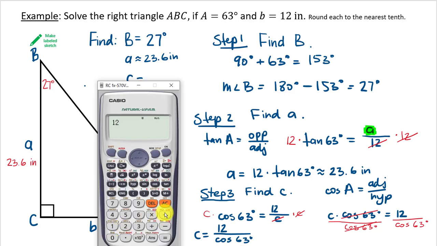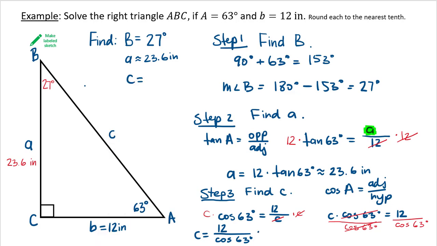So 12, divide, then cosine, and then 63. Again, I confirm that I'm entering degrees. That looks good. Equals, and again, we're going to round to the nearest tenth, so it's 1 digit after the decimal point, so it's 4. Since it's followed by 3, I'm going to round down, so it's going to be 26.4, approximately 26.4 inches. So I'm going to add that answer to my list, 26.4 inches. And I added it to my sketch just to complete the picture, 26.4 inches.